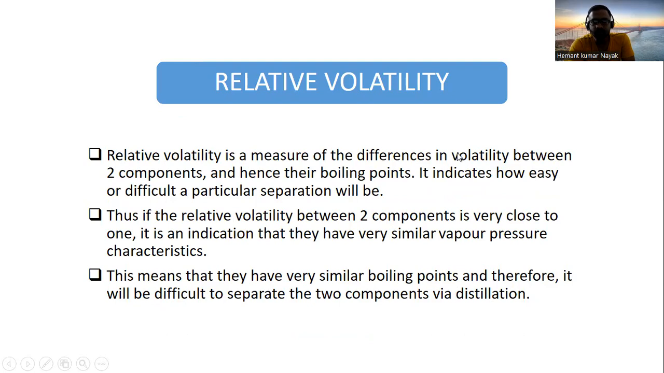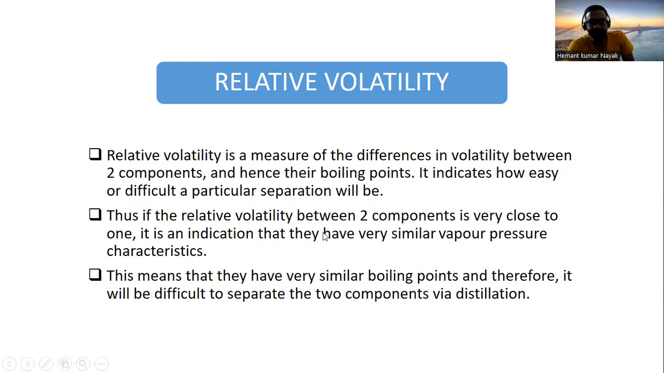So two components will be there, and their volatility is different because of their boiling points. It indicates how easy or difficult a particular separation will be. If the boiling point is lower, then the component will evaporate easily. The lower boiling point component will start to boil first and go up easily, and after that the high boiling point component will follow.